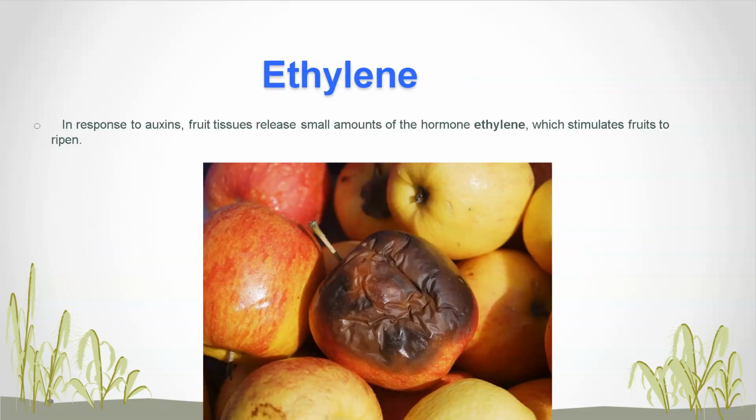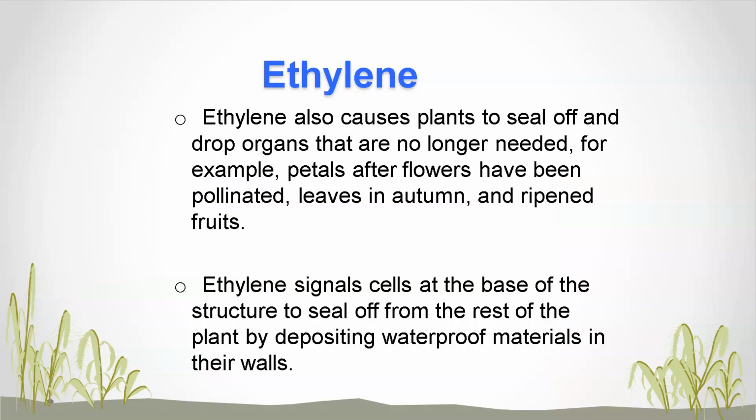Ethylene stimulates fruits to ripen. I don't know if you've ever heard the phrase, one bad apple spoils the bunch, but this is based upon ethylene, because this apple right here is releasing lots of ethylene. That ethylene is going to cause all the apples around it to ripen faster than they would if that apple wasn't around. So ethylene also causes plants to seal off and drop organs that are no longer needed. For example, petals after flowers have been pollinated, leaves in autumn, ripened fruits. The plant's like, hey, it's time to get rid of them.